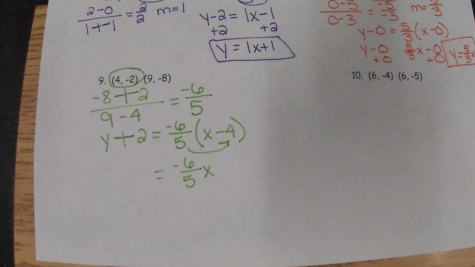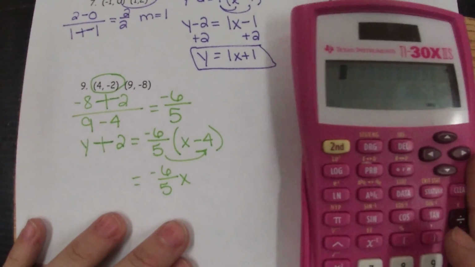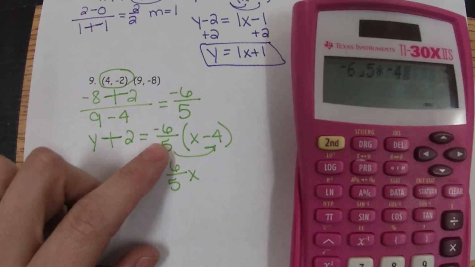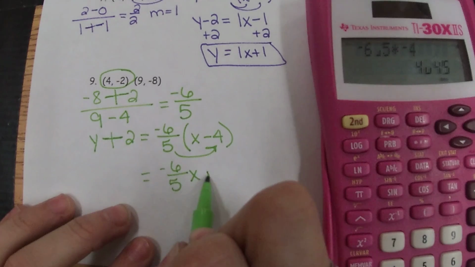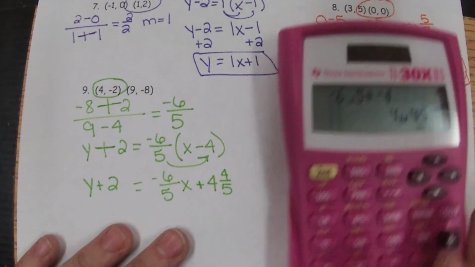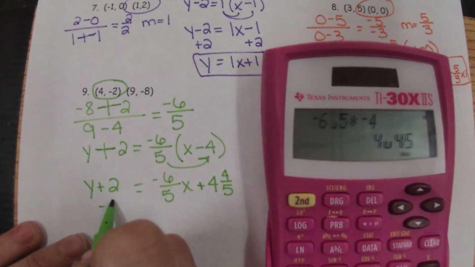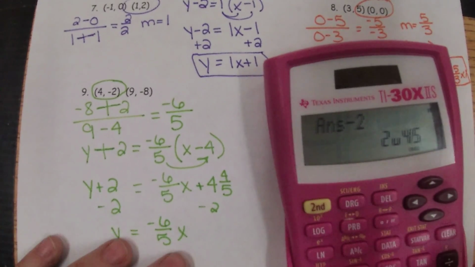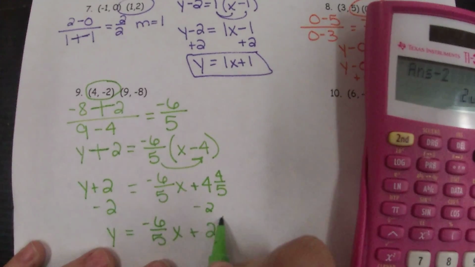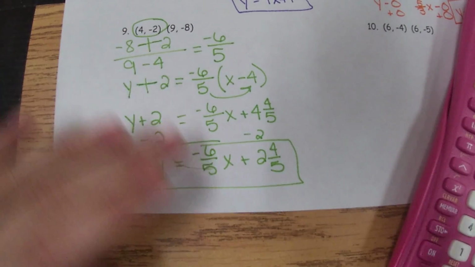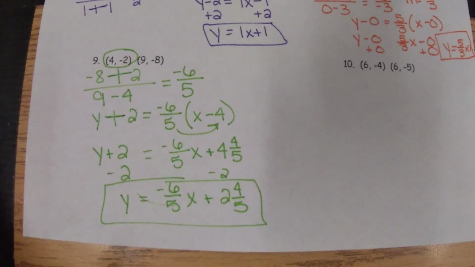Okay, when we distribute here, I'm guessing the majority of you used your calculator. So I just want to remind you here, if you're doing negative 6/5 times negative 4, it's a positive 4 4/5. Don't let those fractions freak you out. Use your calculator to help you. Leave that in your calculator so that when you subtract that 2, we can just put minus 2 in our calculator and it will give us a positive 2 4/5. So we'll get y equals negative 6/5 x plus 2 4/5.